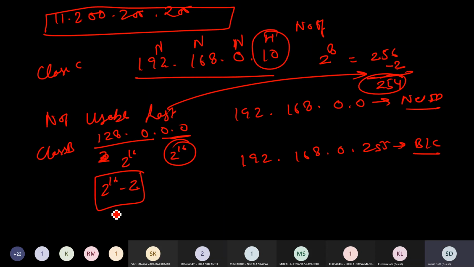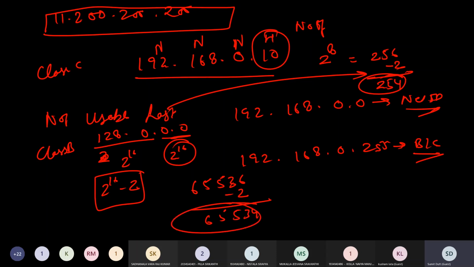2 to the power 16 becomes 65,536. If I subtract two IP addresses, one for the network ID and one for the broadcast ID, it gives me 65,534. This is my usable hosts, right? So this is for class C, this is class B, and now class A.